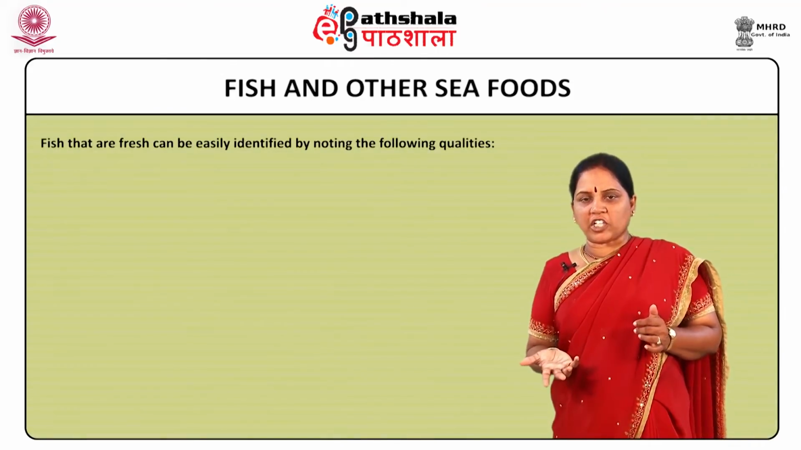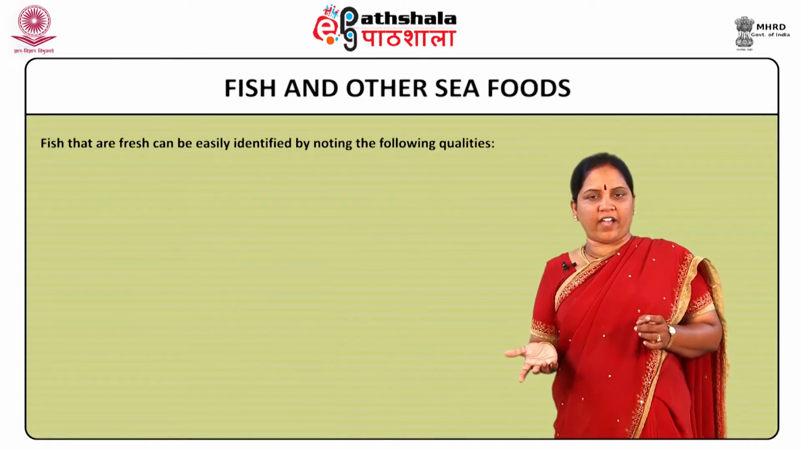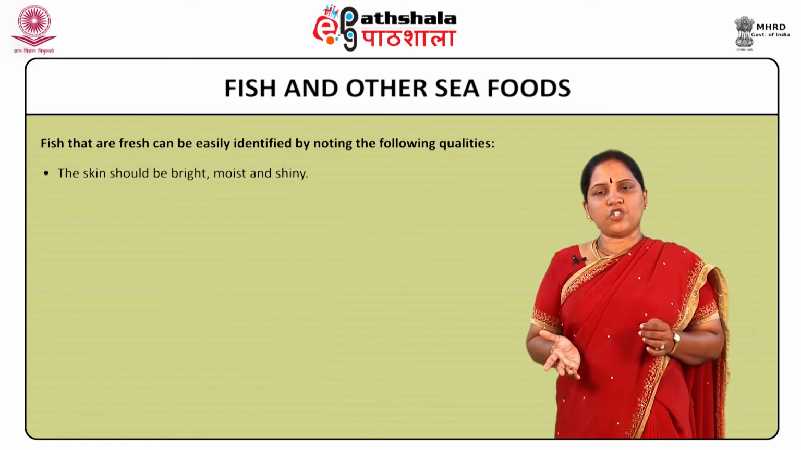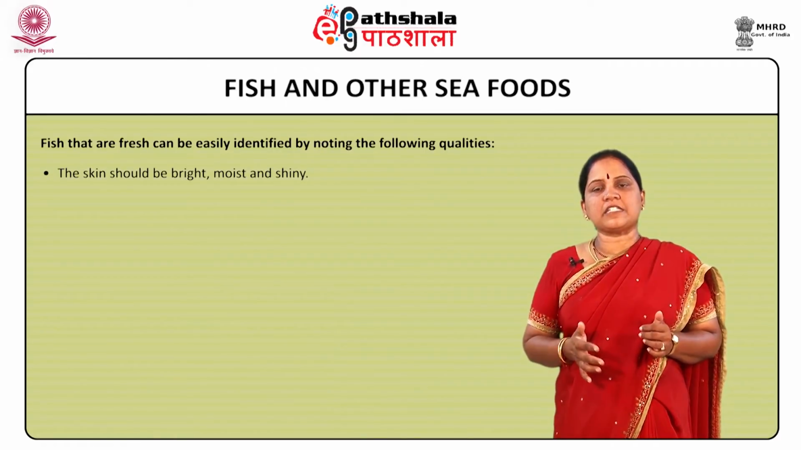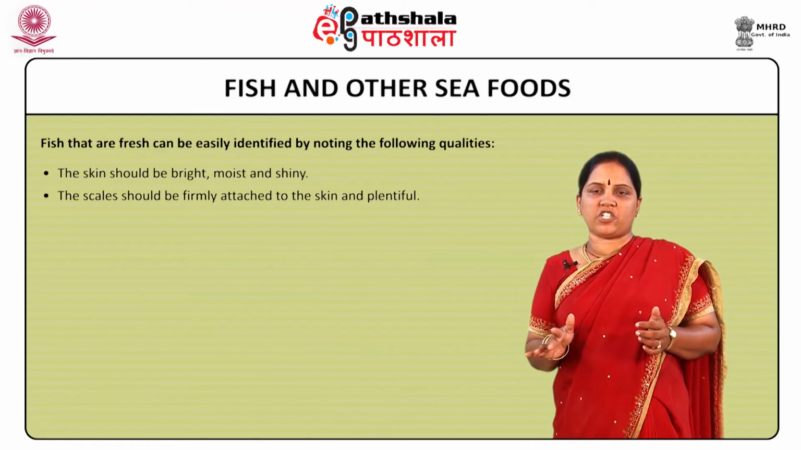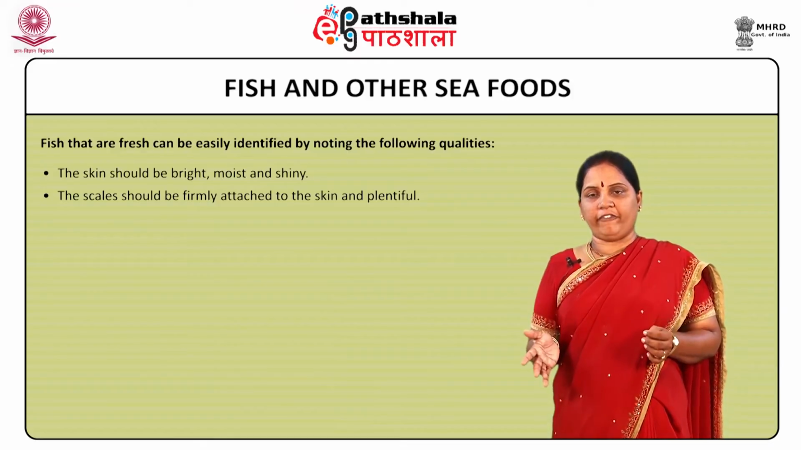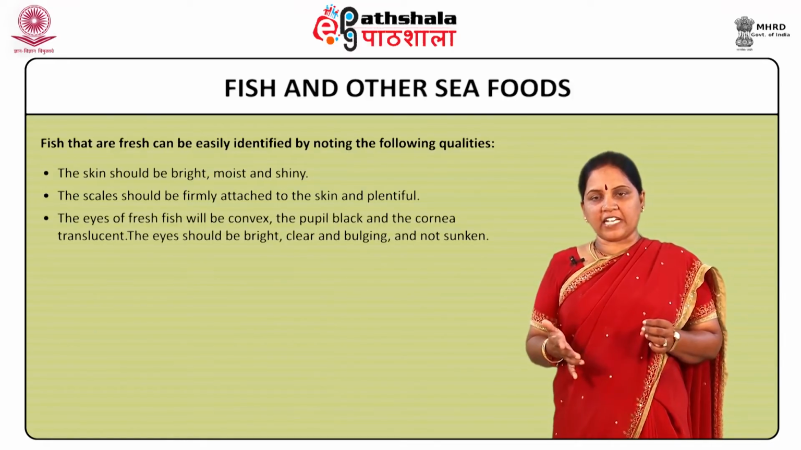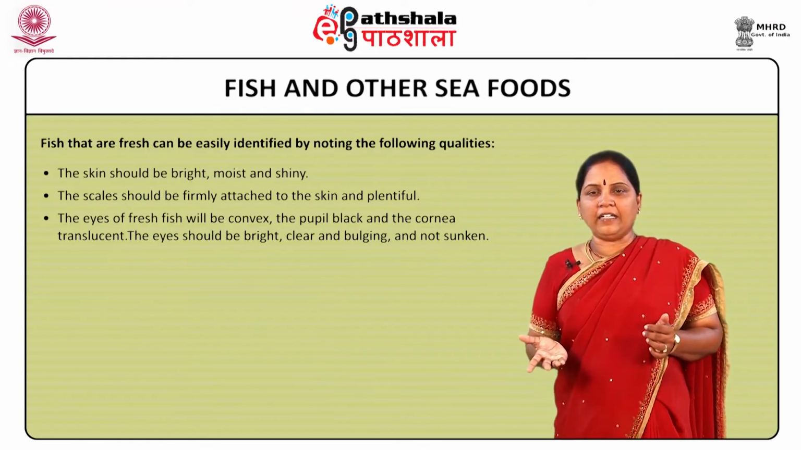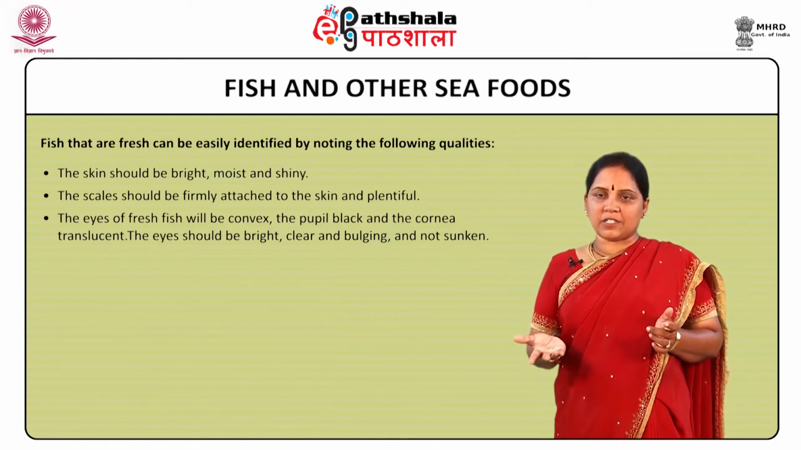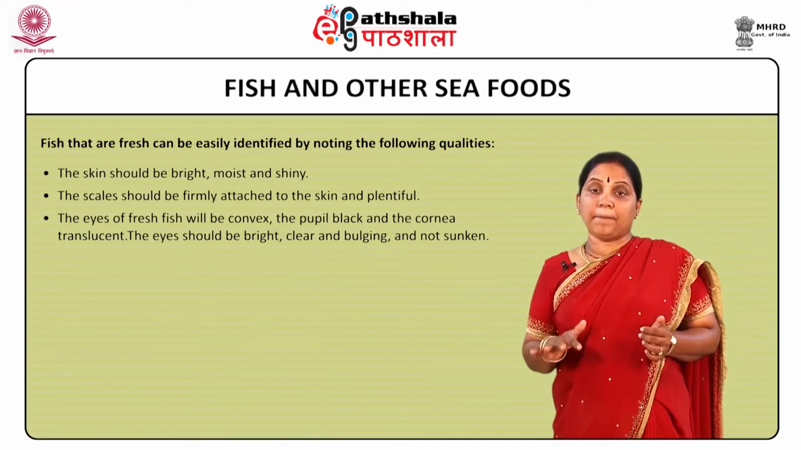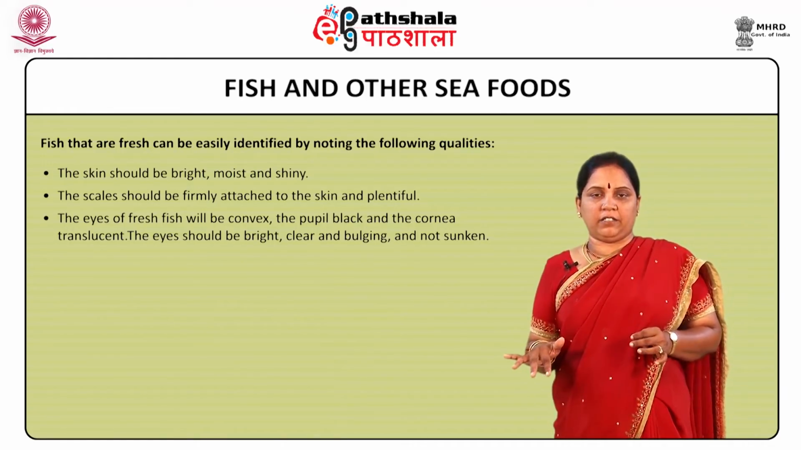Fish that are fresh can be easily identified by noting the following qualities. The skin should be bright, moist and shiny. The scales should be firmly attached to the skin and plentiful. The eyes of fresh fish will be convex, the pupil black and the cornea translucent. The eyes should be bright, clear and bulging and not sunken.